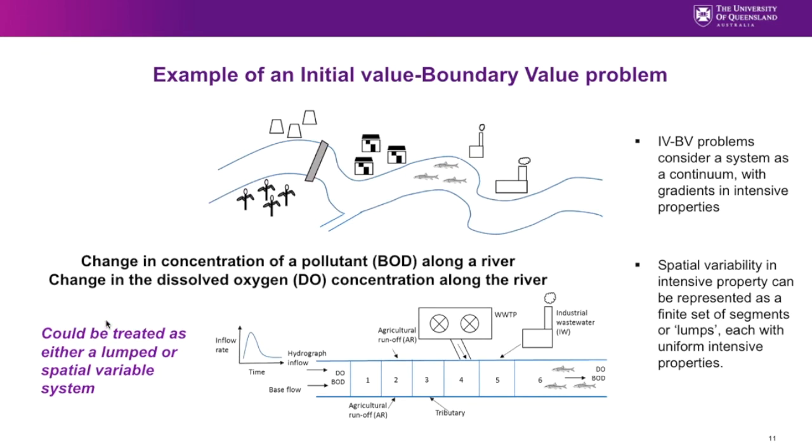But then these type of systems, as I mentioned before, can be treated as lumped systems. How? Well, we can also make segments of this river, and then we can make the assumption that in each section of the river we have a completely mixed system. Okay, so for instance, in compartment number 1, we will say that DO and VOD in any section of this compartment, the concentration remains the same, and it will only change over time.